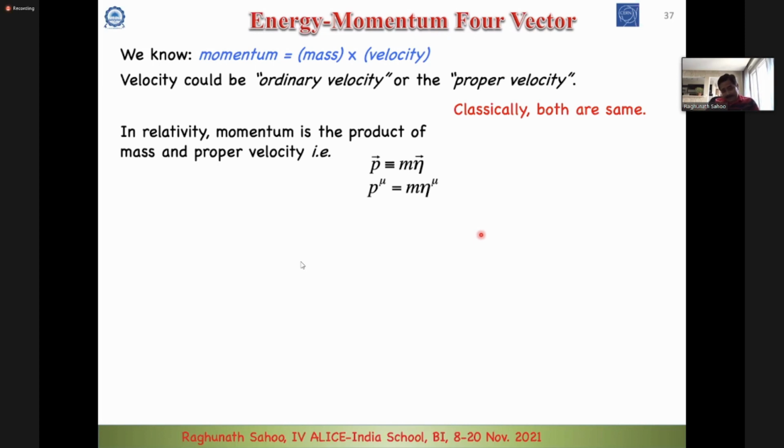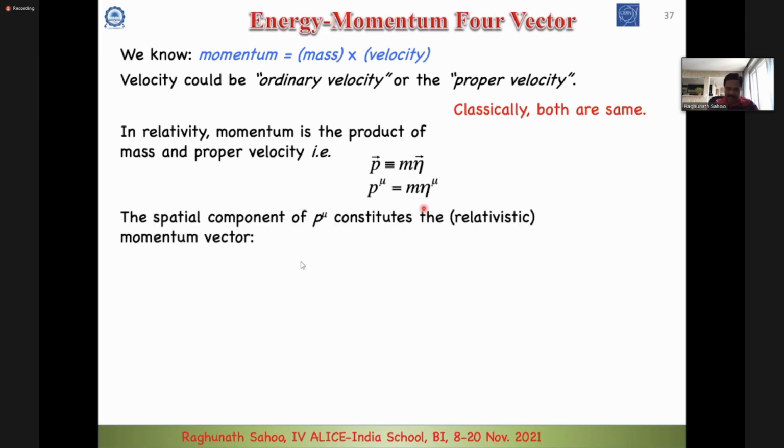Okay. So now my three vector P could be written as m times the three vector eta. If I migrate to the four vector, this is P mu equal to m eta mu. Now there is nothing called ordinary mass or proper mass, right? It is mass. So there is no distinction there, but velocity has ordinary velocity and proper velocity. So now P mu could be written as m eta mu. The spatial component of P mu constitutes the relativistic momentum vector. Okay. So now the P vector is gamma m v. And gamma I know is 1 over the square root of 1 minus v square by c square.